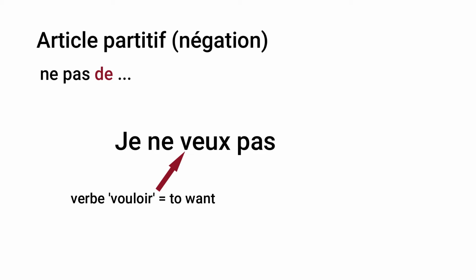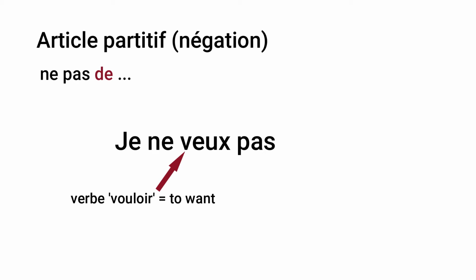So, what we will see is that irrespective of if the object is masculin, féminin or pluriel, you will not have ne pas de la, ne pas du, ne pas des. All this is wrong. It will always be ne pas de. Okay? For a negative sentence, you will always have de. Alright, let's go into the sentence here.